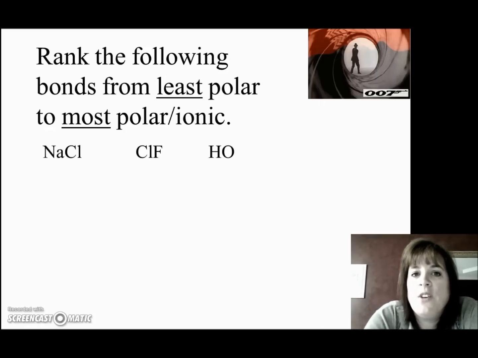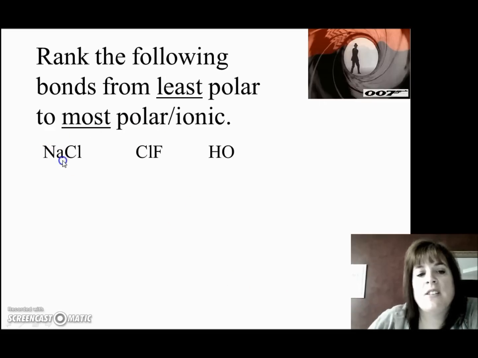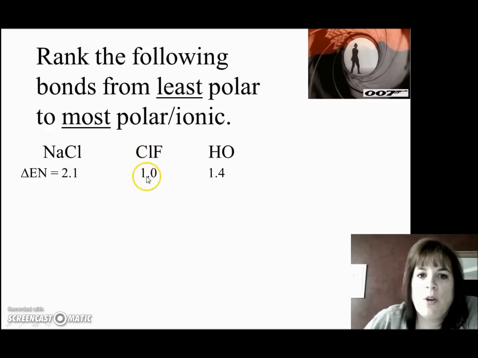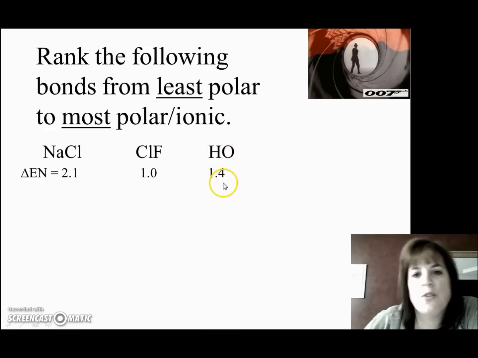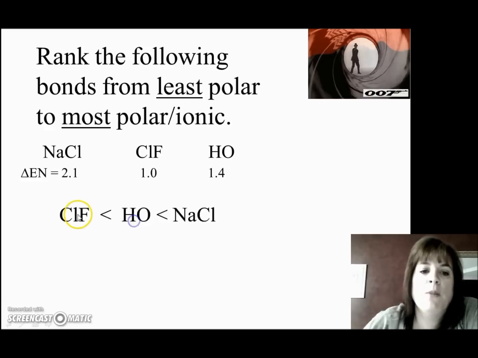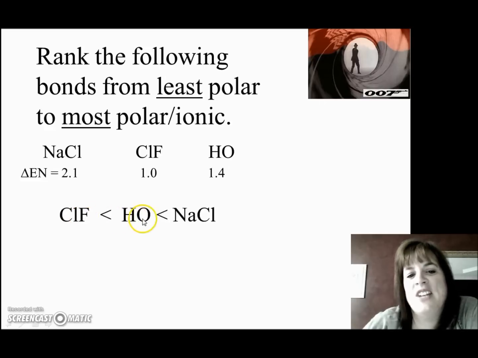All right, you try. Pause the video and see if you can rank these bonds from being least polar to most polar. So look up the electronegativity difference of each atom, find their differences, and then rank them. Well, if you did this right, you should find that sodium chloride has an electronegativity difference of 2.1. Chlorine minus fluorine, fluorine is 4.0, chlorine is 3.0, so that difference is 1. And then we have oxygen minus hydrogen, and when you subtract those, you should get 1.4. So now we just got to rank them from smallest to biggest. So if you put chlorine-fluorine, less than HO, less than NaCl, you are correct.